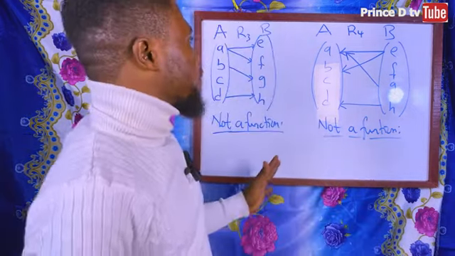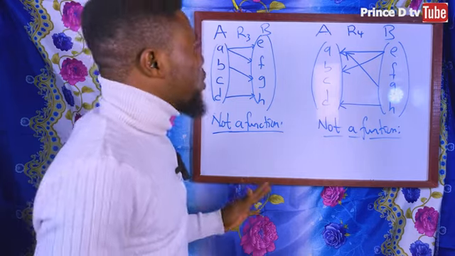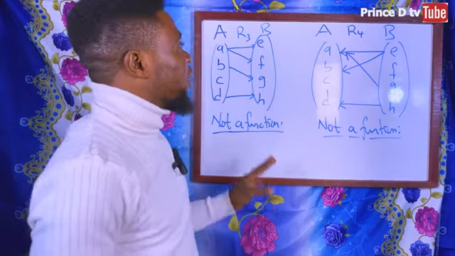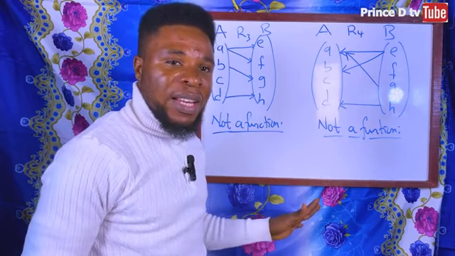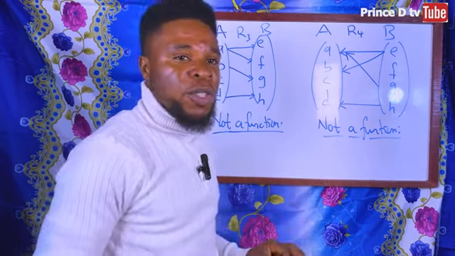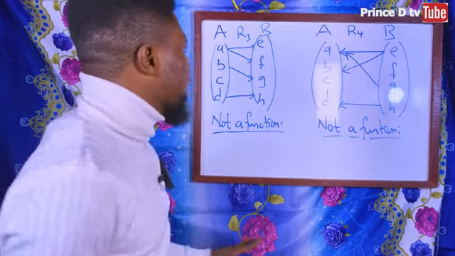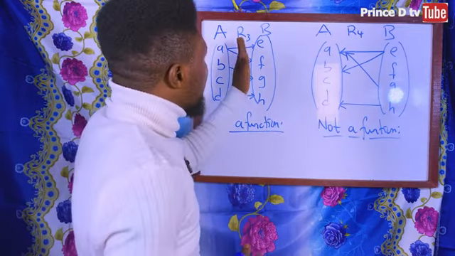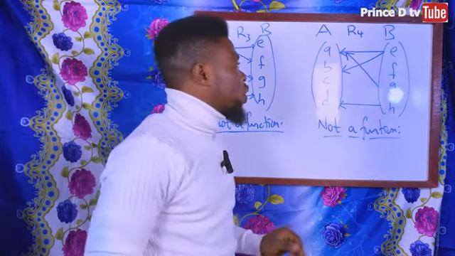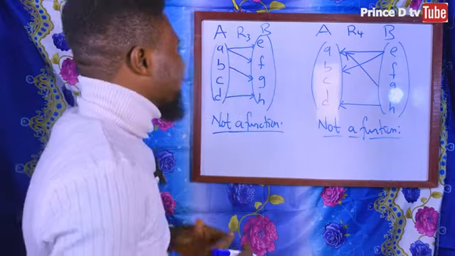So again, we have two relations. Remember, all functions are relations, right? But not all relations are functions. And here we're about to seal that in less than no time. We have relation 3 and of course relation 4. So let's begin with relation 3.